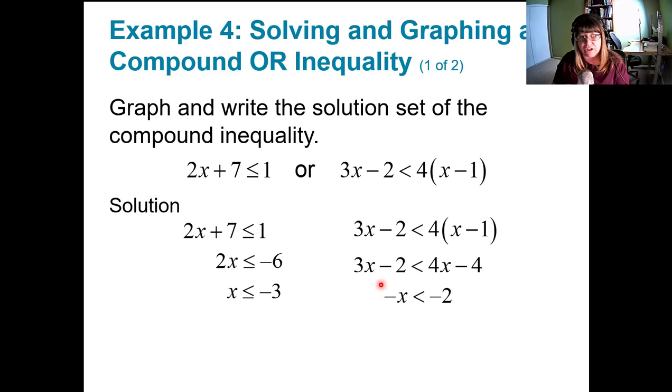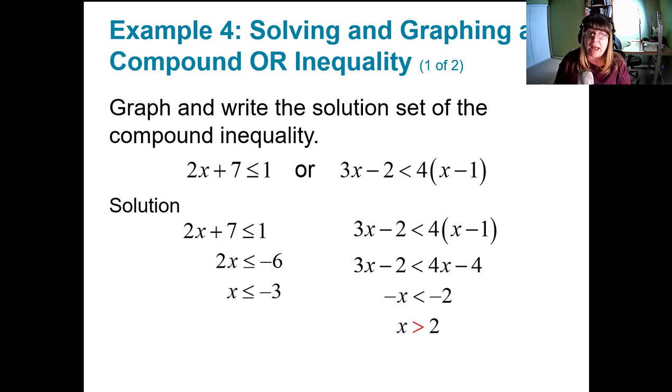Moving the 4 to the right and the 2 to the left, we get negative x is less than -2. At this point, I have to divide by a -1. That means this symbol has to flip. And we get x is greater than 2.